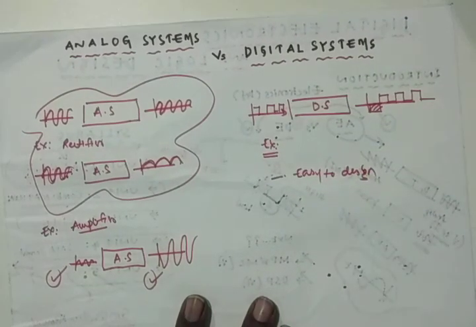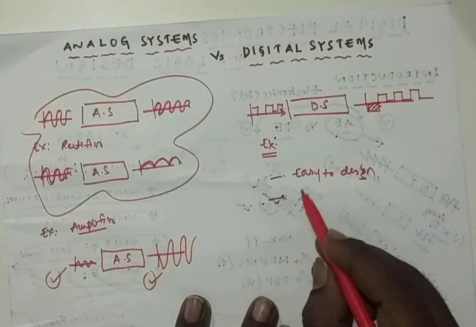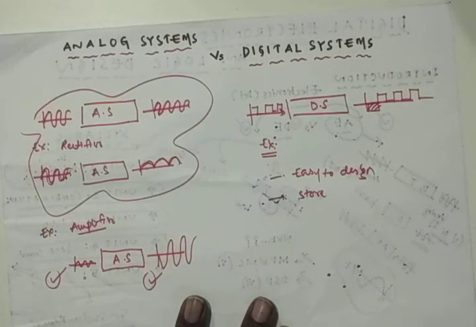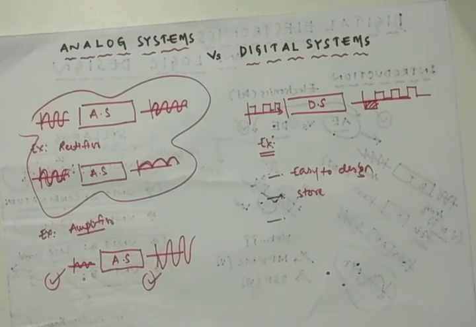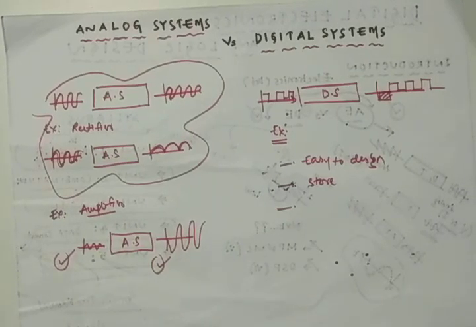The second advantage of the digital system is that we can store the data very easily. We can get accuracy and precision by making use of the digital system. Digital systems are more versatile than analog systems, they are less affected by noise, and the reliability is also higher in the case of digital systems.